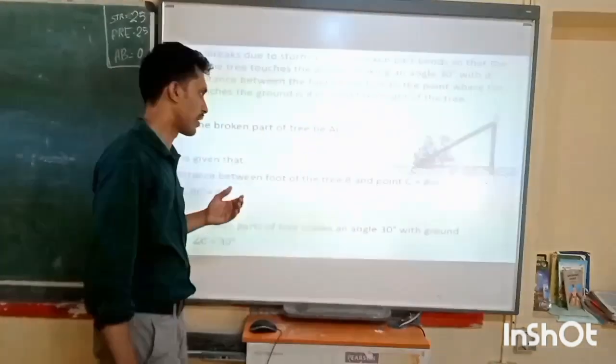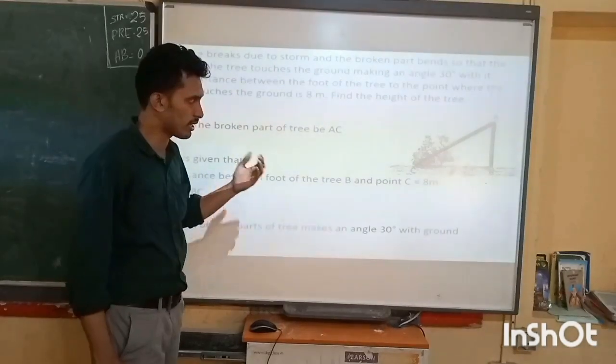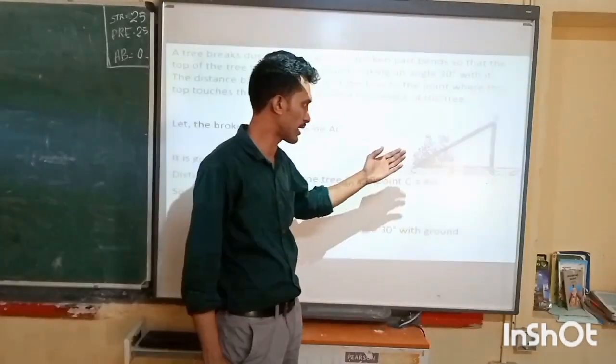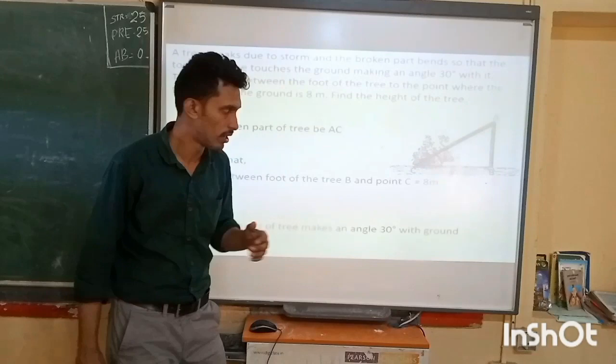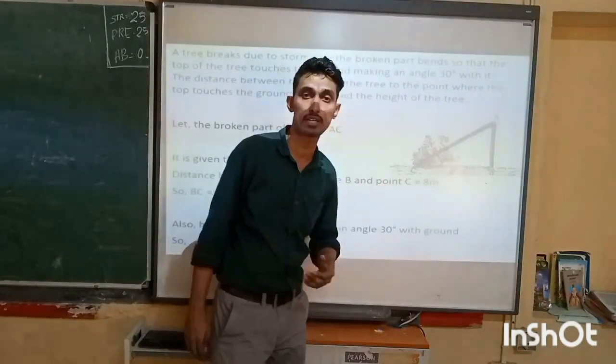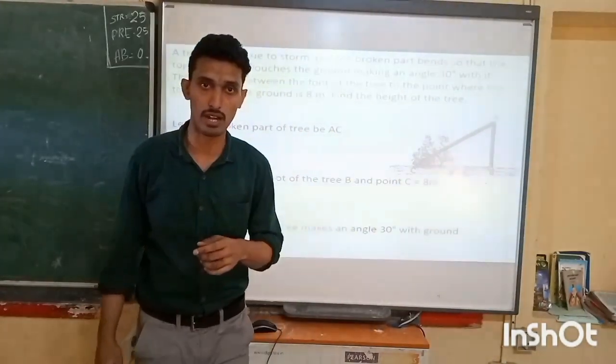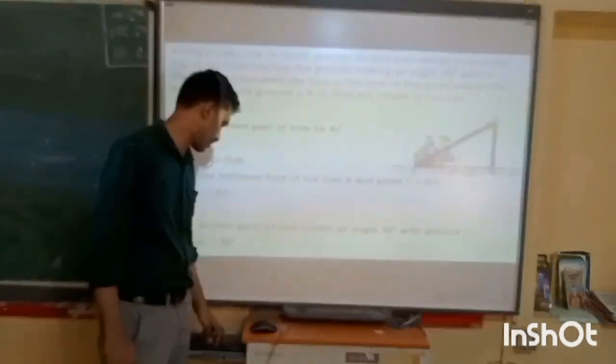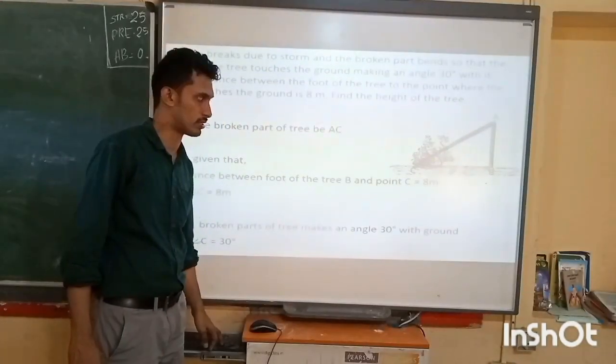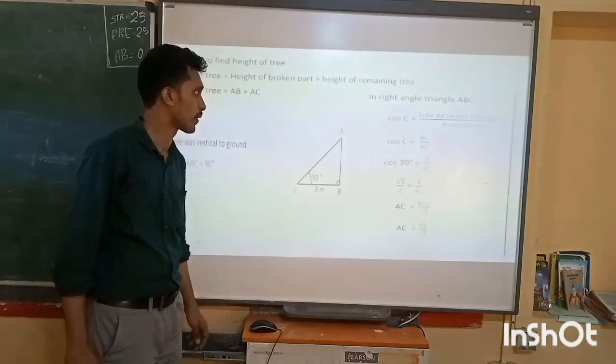Okay, so let us move ahead. I hope you got that. So a tree has fallen down, making an angle of 30 degrees with the ground, at a distance of 8 meters from the foot of the tree, right? That is what we can find from this question. So let me move ahead.